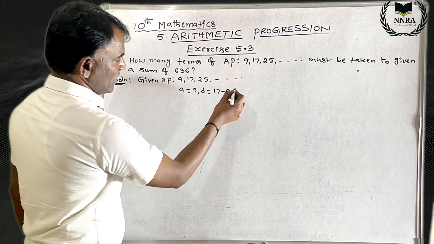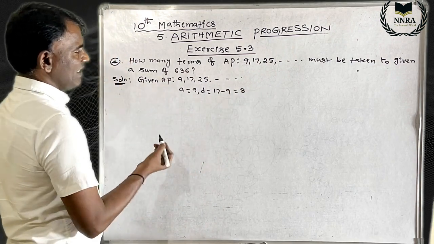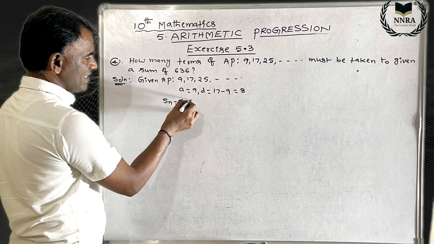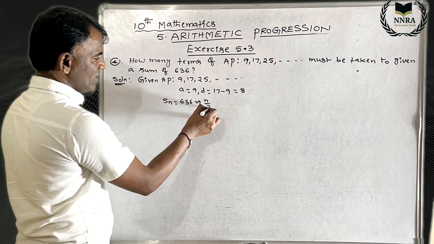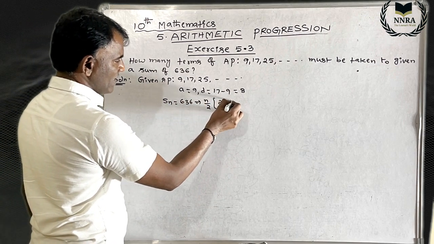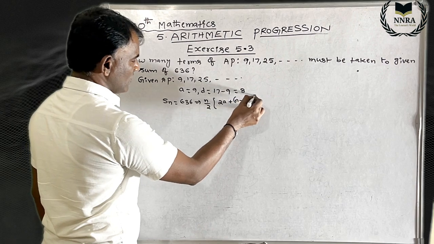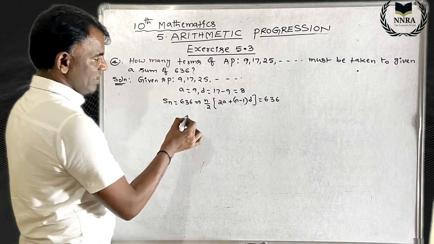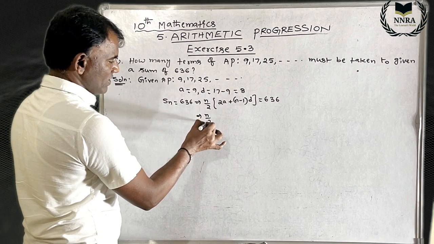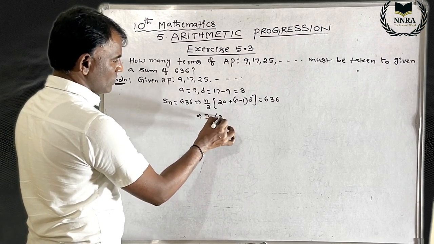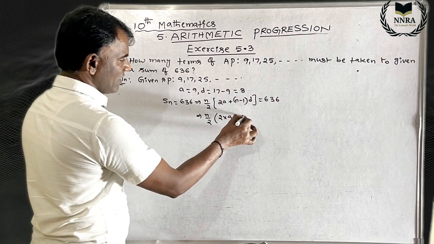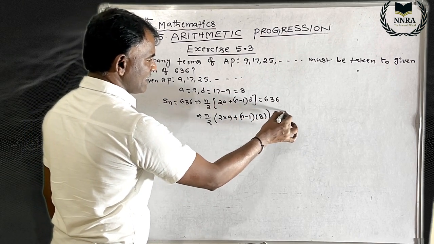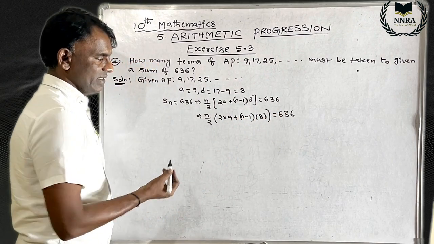So write here d equals 8. And coming to Sn, Sn equal to 636. That is n by 2 into [2a plus (n minus 1) into d] equal to 636. Then n by 2 into [2 into 9 plus (n minus 1) into d]. What is d? 8. And it is equal to 636.